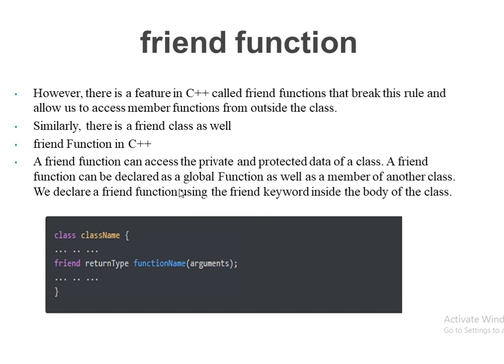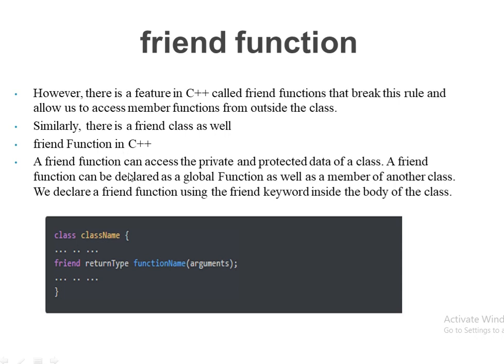There is a feature in C++ called friend function and friend class that breaks the rule and allows us to access member functions from outside the class. With data encapsulation, we are binding data members to their respective class so that access to these data members is restricted. But with the help of the friend keyword, either friend class or friend function, we can break that rule. Similarly, there is friend class.